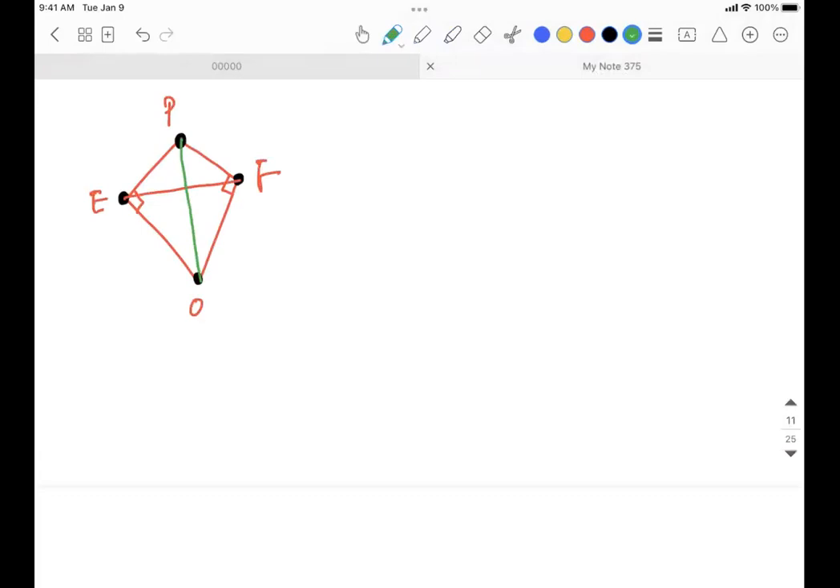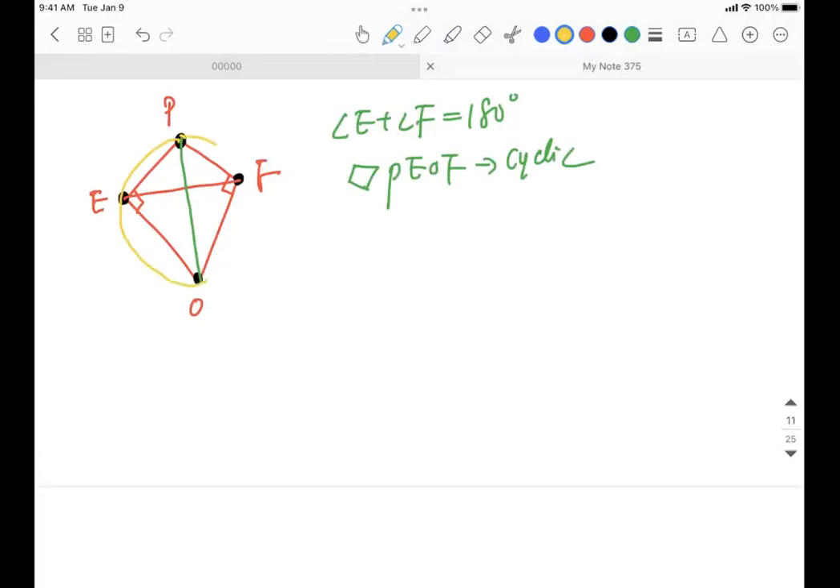In the quadrilateral, if the opposite two angles are supplementary, aka angle E plus angle F equals 180 degrees, so quadrilateral PEOF is cyclic. This is going to be a cyclic quadrilateral, aka they are actually on the same circle. If I draw out a circle, these 4 points are going to be on the same circle.